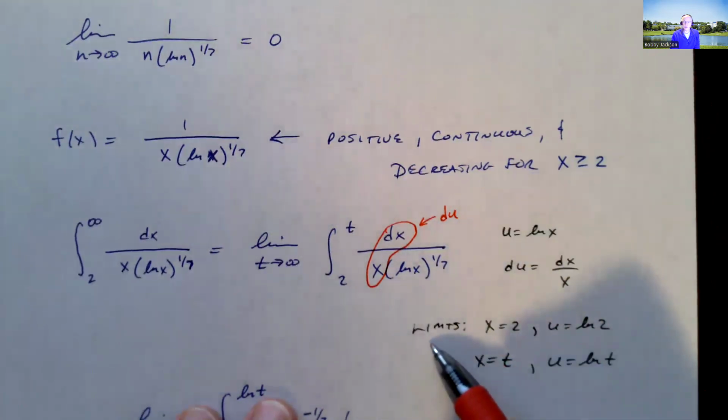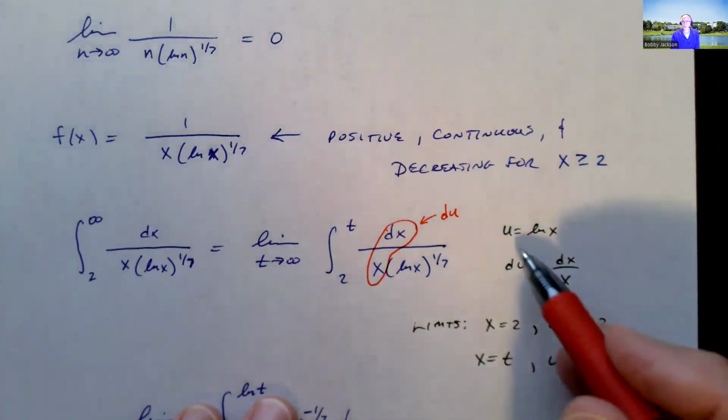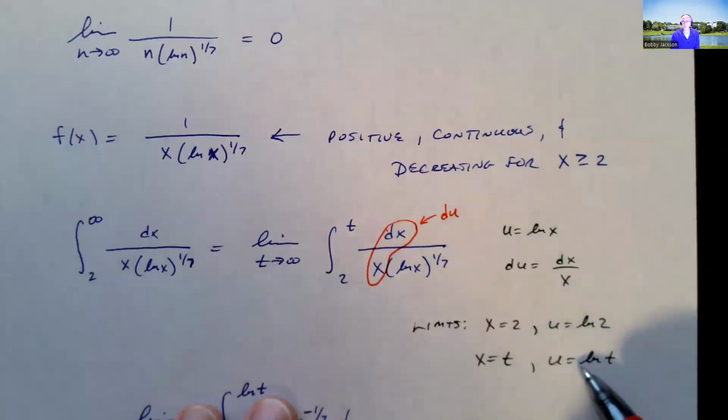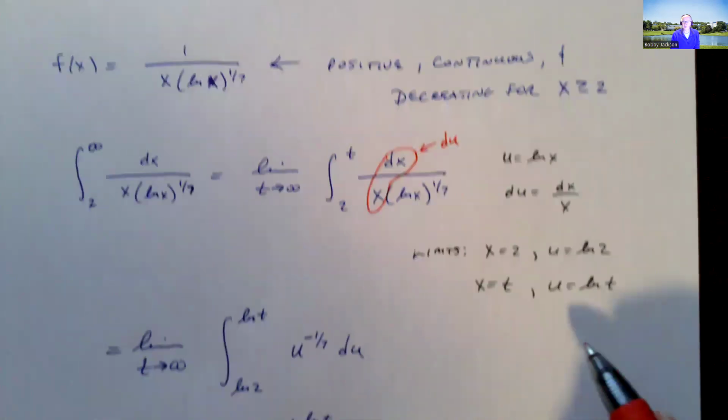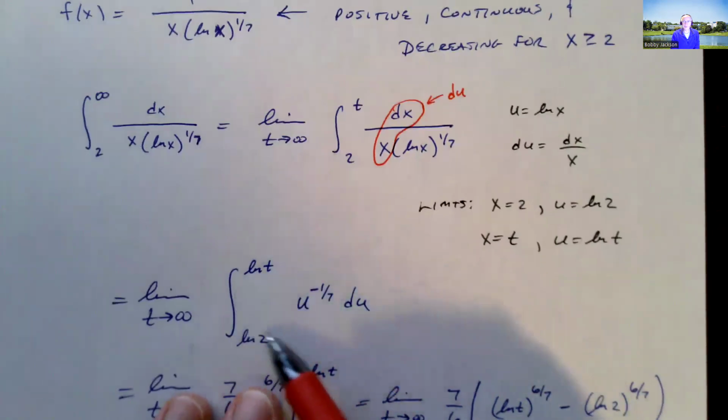I'm going to go ahead and stay in the u world here. So I'm going to change my limits. My limit when x is 2 becomes the natural log of 2, and when x is t, the limit becomes natural log of t. So I'll rewrite it this way now. With the u substitution, I get this.